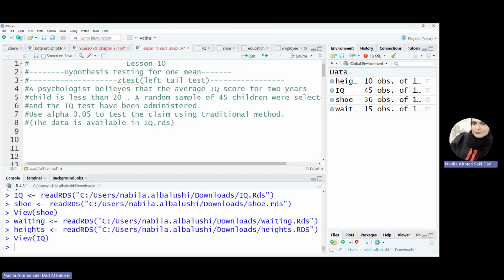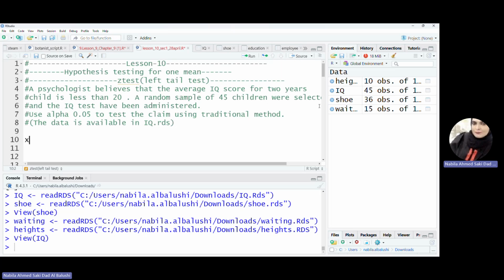Now, since we want to claim that the IQ score is less than 20, this means we are going to use a left tail test. So first of all, before we apply the test, we need to compute the average, the standard deviation, everything, then we can compute.